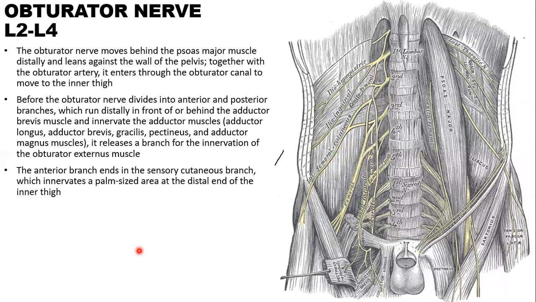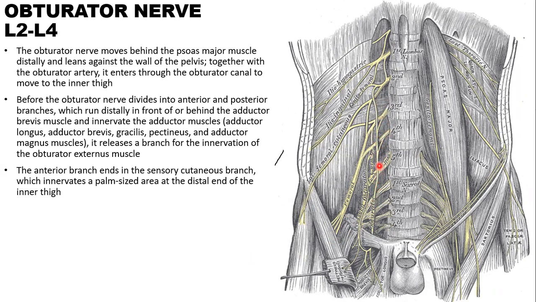Then the last nerve I'll talk about on the lumbar plexus is the obturator nerve. The obturator nerve is from L2 to L4. So the obturator nerve is that nerve there. That nerve is the obturator nerve, okay? As you can see, from L2, L3, and L4. So that nerve there is the obturator nerve.